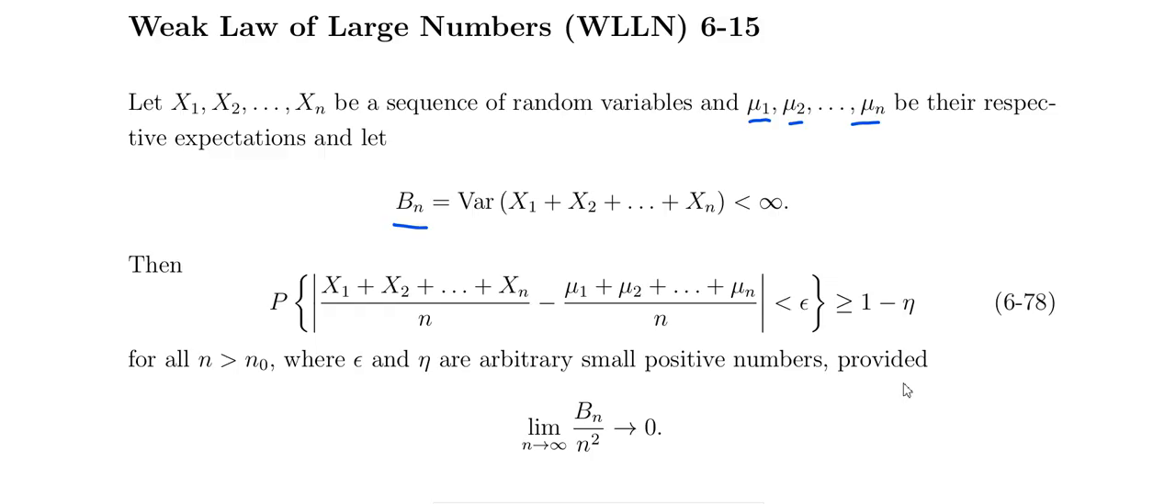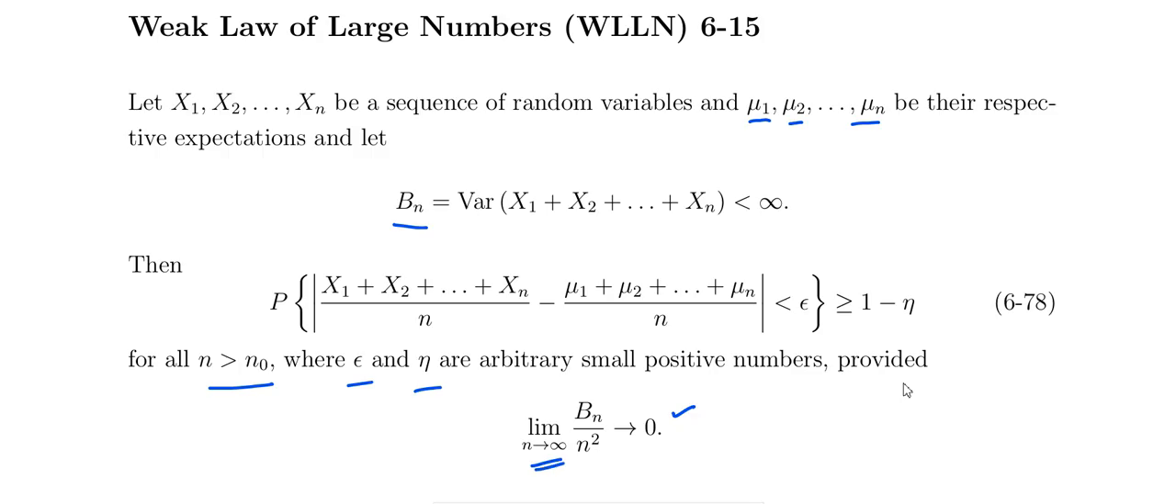Here the probability of modulus of x1 plus x2 plus xn divided by n minus mu1 plus mu2 plus and so on mu n divided by n is less than epsilon, is greater than or equal to 1 minus eta, for all n greater than n naught, where epsilon and eta are arbitrary small positive numbers, provided the limit as n tends to infinity of bn divided by n square converges to 0.